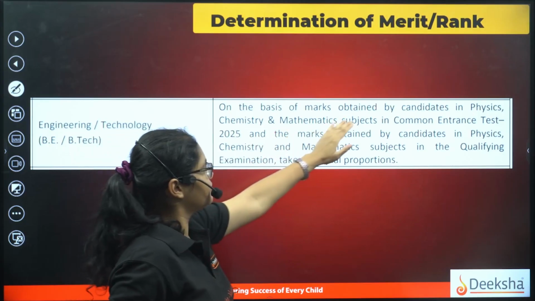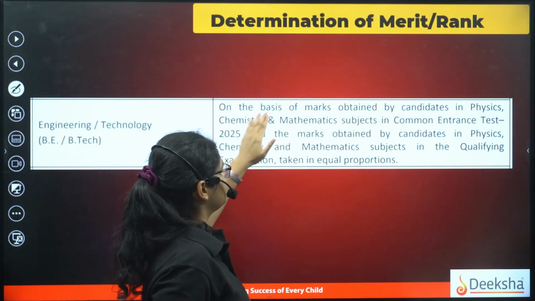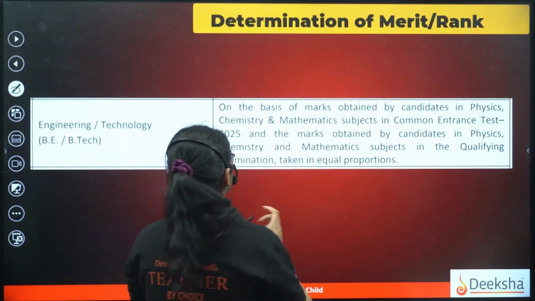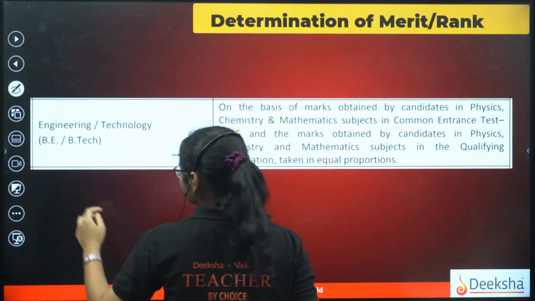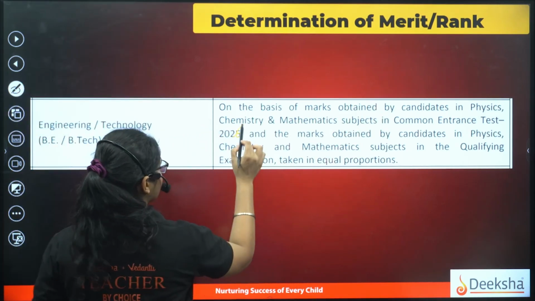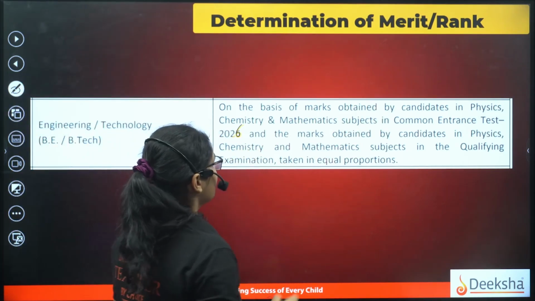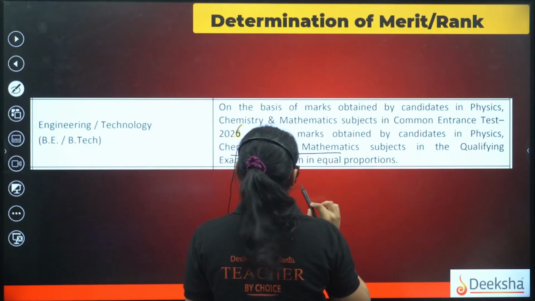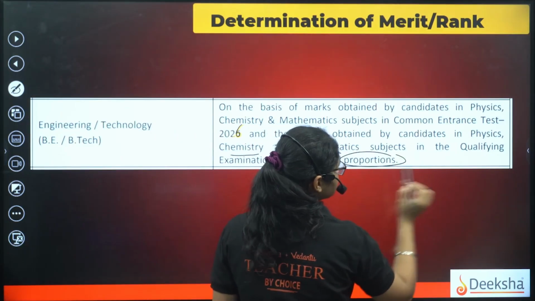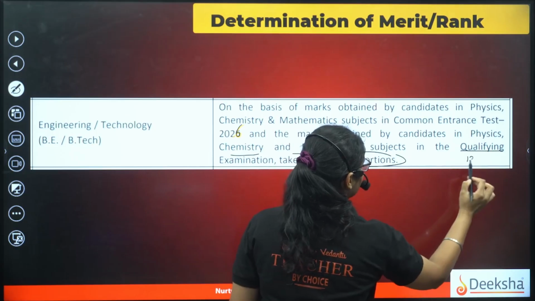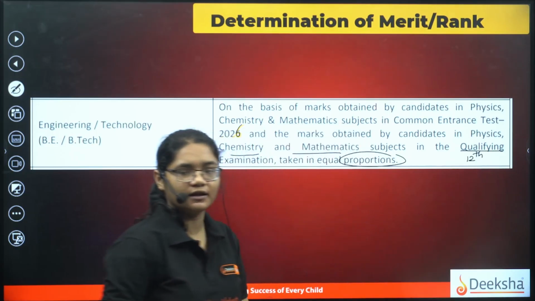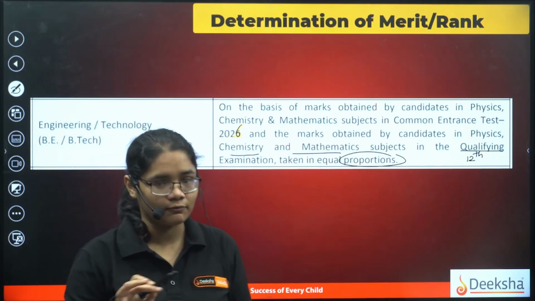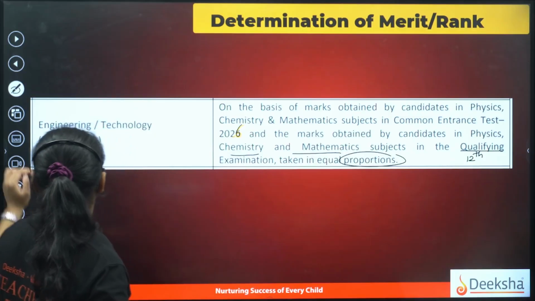So on the basis of the marks obtained by the candidates in physics, chemistry in the common entrance test, this will become 2026, right? Because I have taken this from the 2025 information bulletin, and the marks obtained in physics, chemistry and maths in the qualifying examination taken in equal proportion. Now what is the qualifying examination? Your 12th board, whatever you have done, whether you have done PU, CBSE, ICSE, from wherever you have done, it will be considered for engineering.